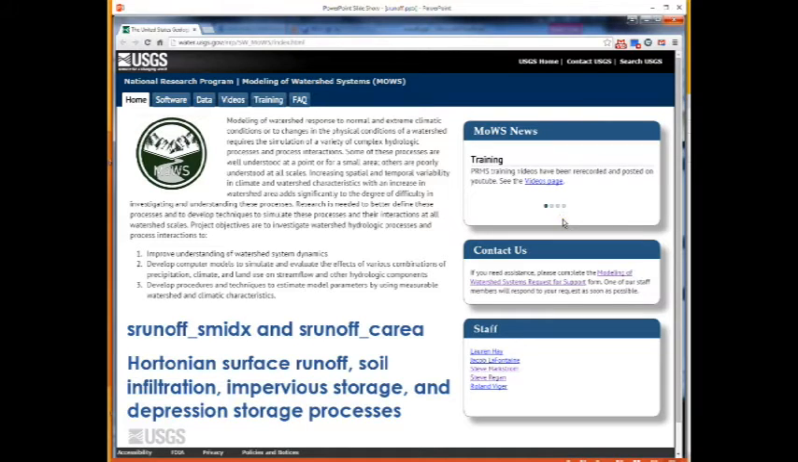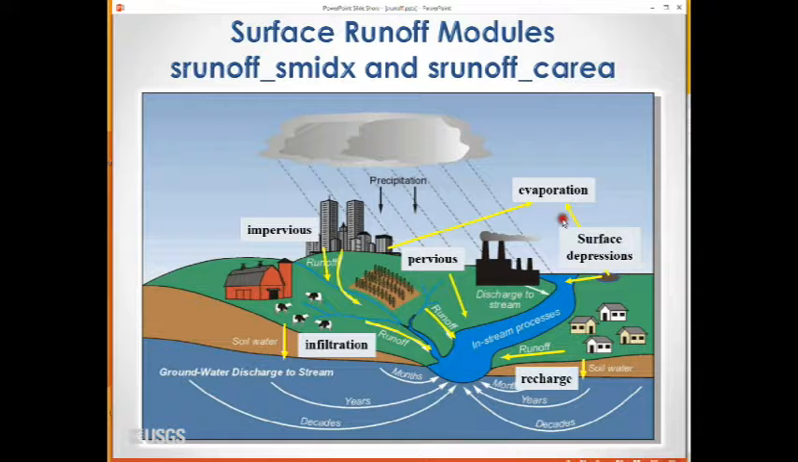Hello, this is Steve Regan of the Modeling of Watershed Systems group. This presentation describes the surface runoff modules, S-runoff sea area and S-runoff SMIDX.